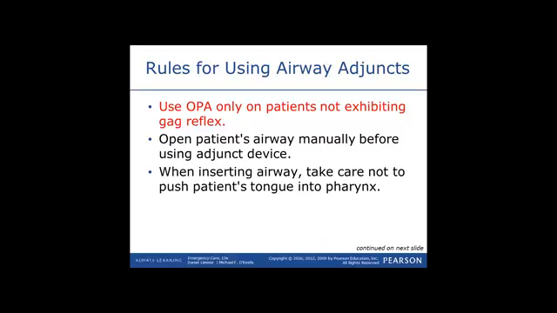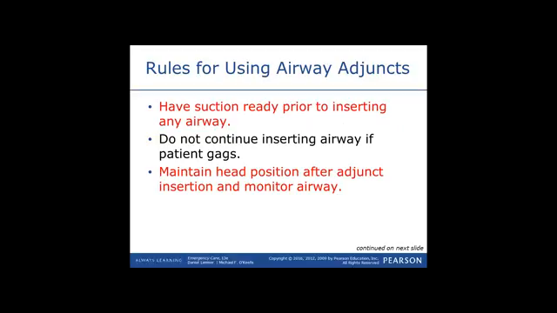Rules for using airway adjuncts. OPA only on patients that do not have a gag reflex, right? If they have a gag reflex, you cannot put the OPA in. Okay, pretty straightforward. Don't put the curved piece of plastic in their mouth if they gag. All of these devices, you need to manually open their airways first. With oral airways, make sure you do not push their tongue back into the back of their mouth. It goes in 180 degrees the wrong direction, and then we actually rotate it into place, so you bypass that tongue. Okay? This is pretty self-explanatory.